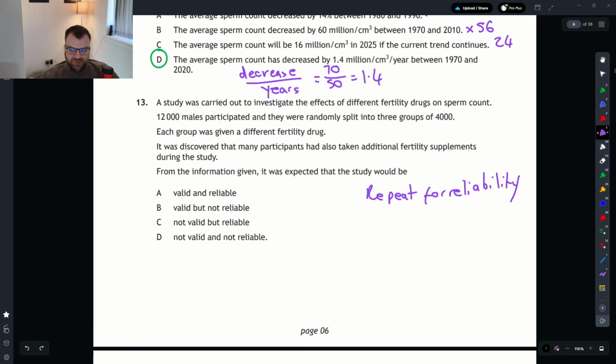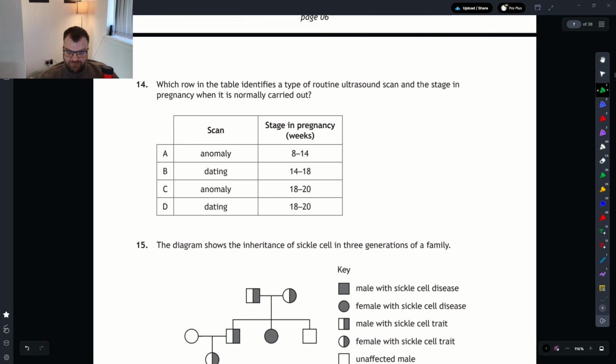So that has not been controlling all the potential variables that would change the results. That's not going to be valid. That is going to be reliable results for that one.